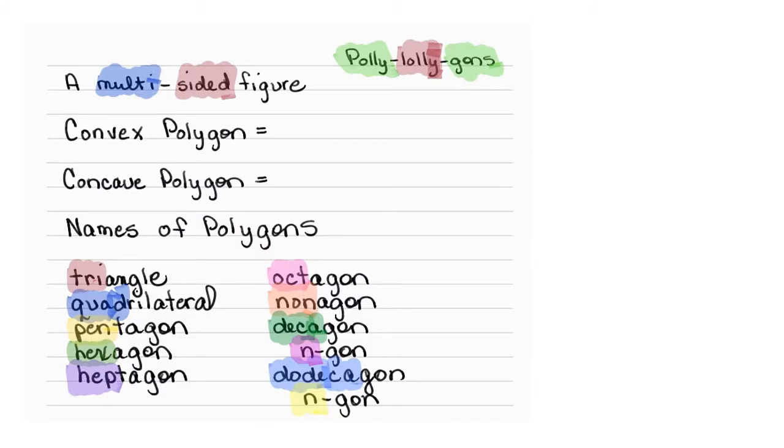Okay, polygons. It's a multi-sided figure. A convex polygon does not have any openings to it, like this pentagon, while a concave polygon has some sort of entrance inside it, like this pentagon. Basically, if you can draw a line through the inside to the outside to the inside again, you have a concave polygon. These are the names of your basic polygons. Notice the suffix tells you pretty much how many sides there are.